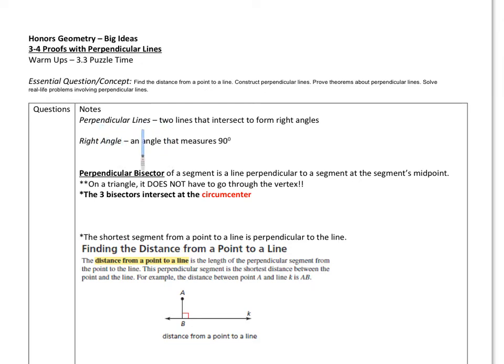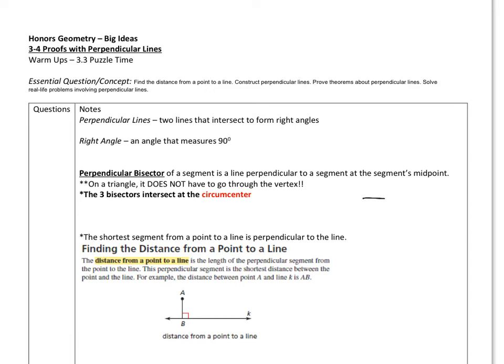You know that perpendicular lines are two lines that intersect to form right angles, and a right angle is 90 degrees. A perpendicular bisector of a segment is a line perpendicular to a segment at its midpoint. So not only is it perpendicular, but it bisects it. On a triangle, it doesn't have to go through the vertex. If the three bisectors intersect, we'll call that the circumcenter, and we will talk more about that later. But right now, let me just explain a couple things.